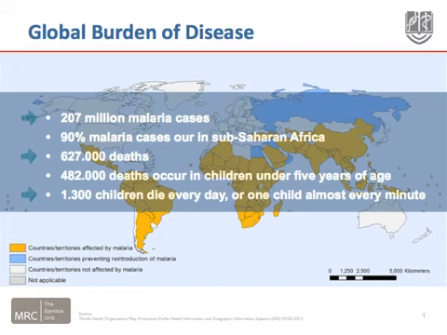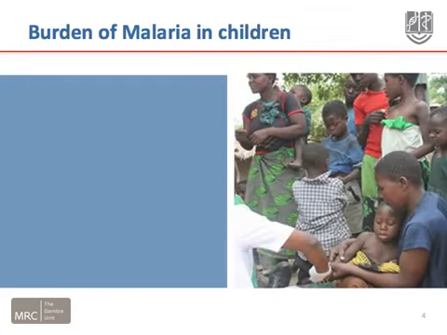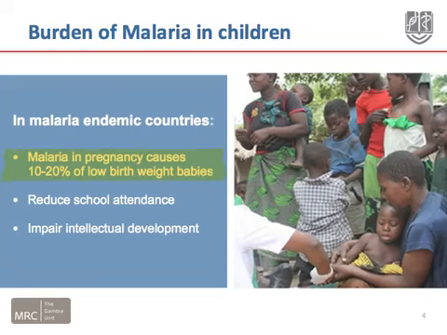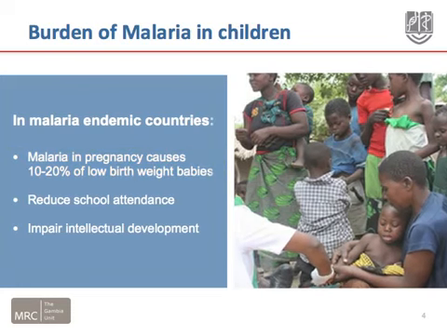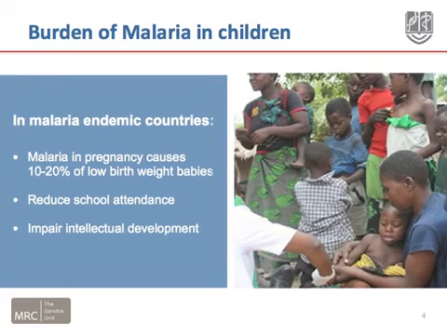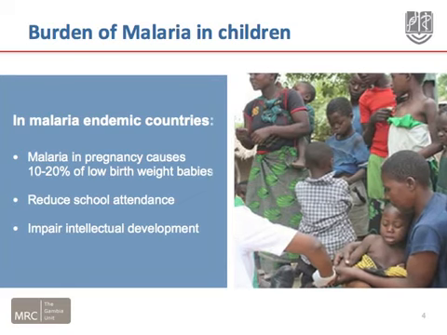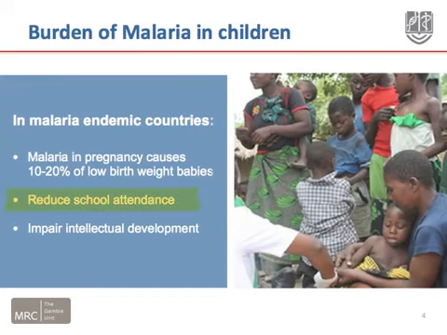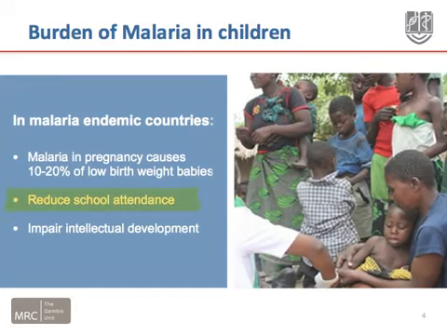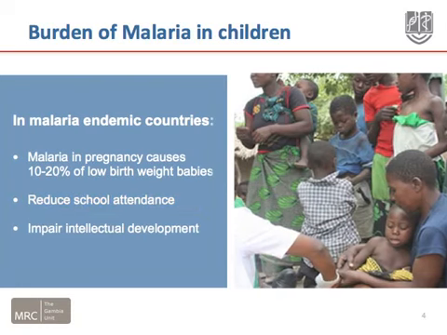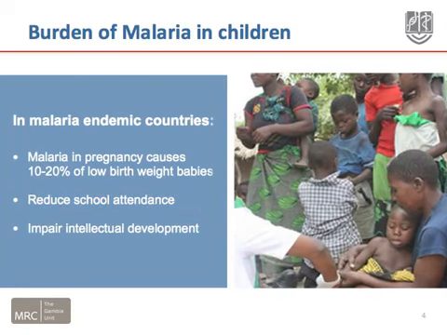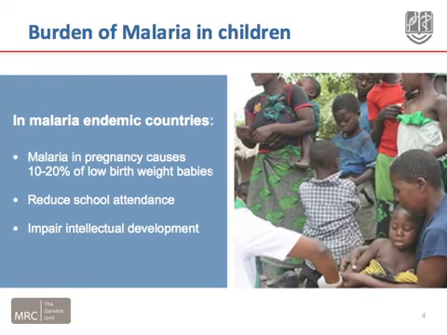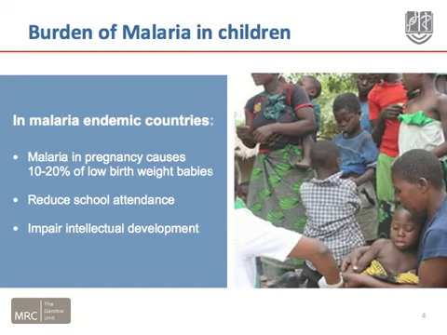child almost every minute. In malaria endemic countries, malaria in pregnancy causes 10 to 20% of low birth weight babies, and low birth weight is a risk for increased morbidity and mortality in newborns. In addition, malaria causes reduced school attendance. With reduced school attendance, a school child will not be able to perform as well as his or her peers, which may have a long-term negative consequence for the child and his or her family.